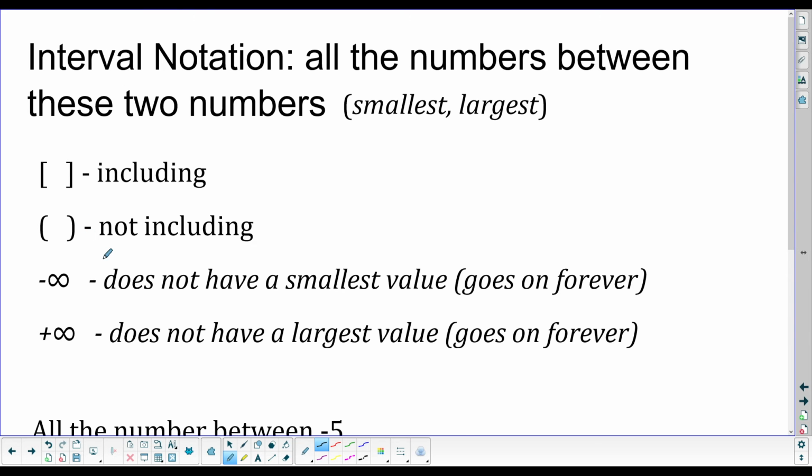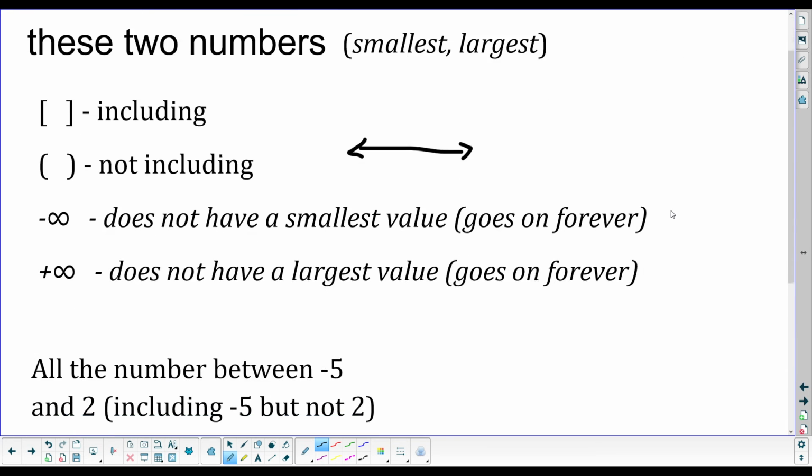Okay, and then we use these infinity symbols. So we'll use negative infinity. On a number line, this represents all the numbers going to the left of 0, all the numbers on the left side. It means it goes on forever and ever and never stops. And positive infinity, or sometimes it's just written as infinity, means all the numbers to the right. The numbers keep getting bigger and bigger and bigger, and it never ever stops.